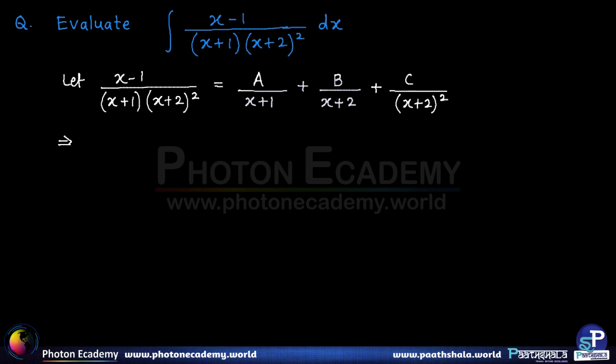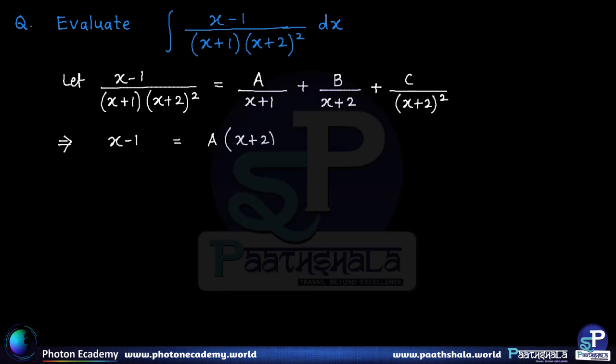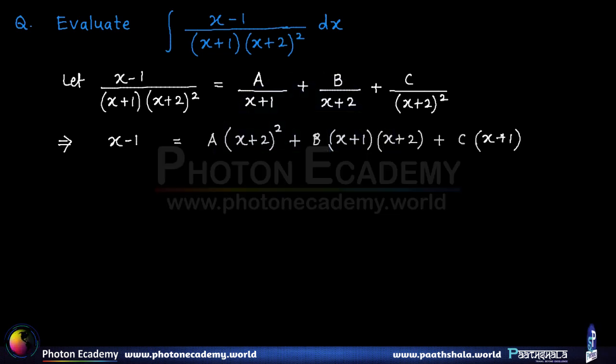Therefore this implies x minus 1 is equal to A into (x plus 2) the whole square plus B into (x plus 1) into (x plus 2) plus C into (x plus 1), right? So now we have to successively vanish two terms so that one unknown constant remains, right? Now let's put x as minus 1.